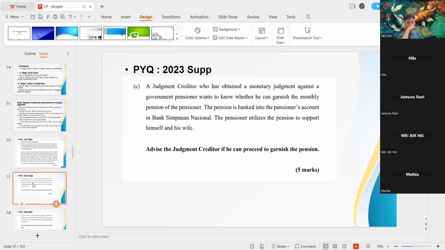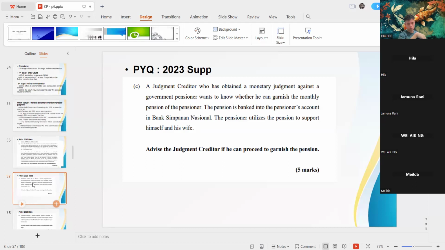Okay, we come to the last year question. You see, a judgment creditor obtained a monetary judgment against the government pensioner and wants to know whether he can garnish the monthly pension. And then the pension is banked into the account under the Bank Simpanan Nasional. The pensioner utilizes the pension to support himself and his wife. Advise the judgment creditor if he can proceed to garnish the pensions.